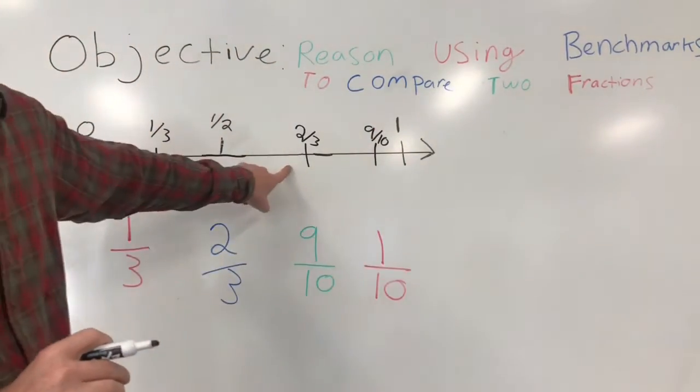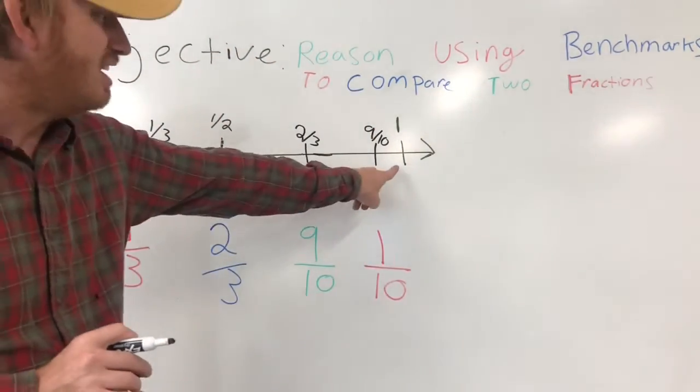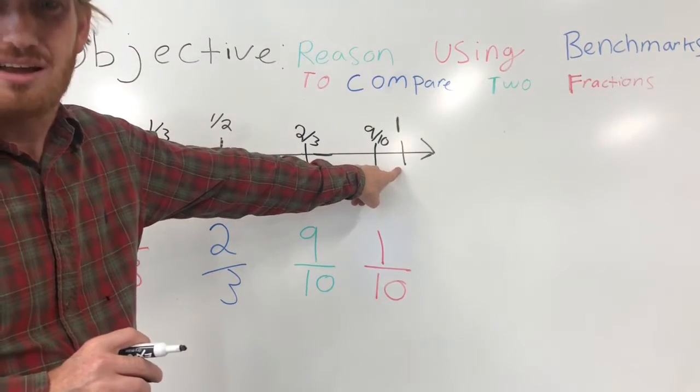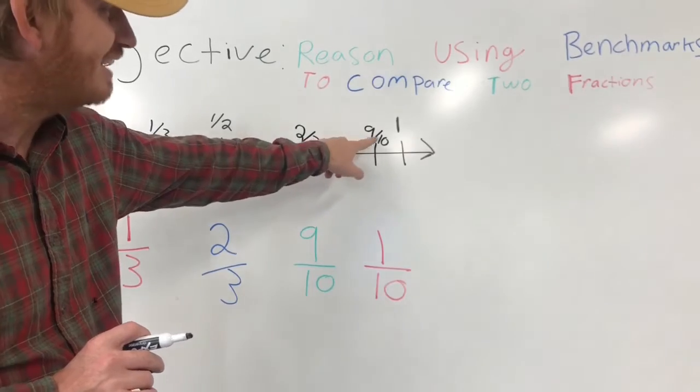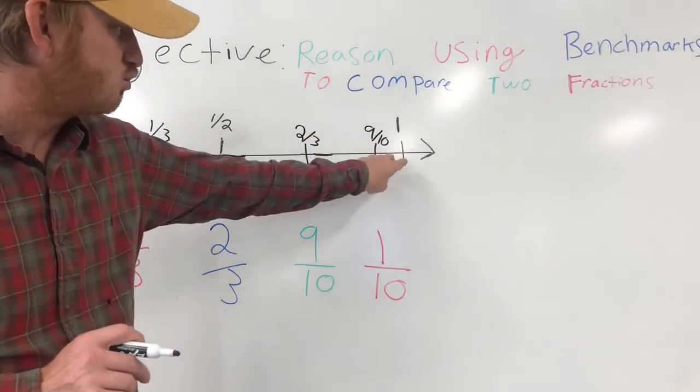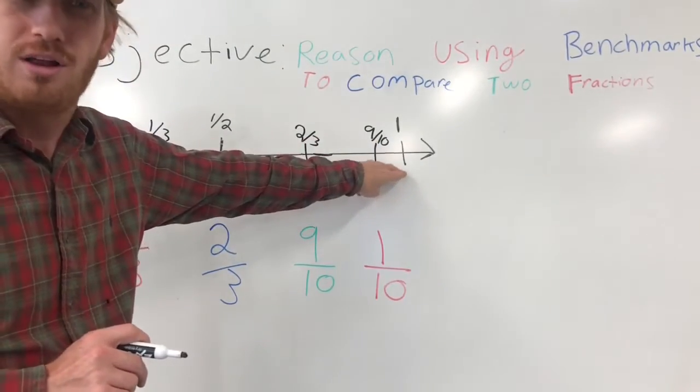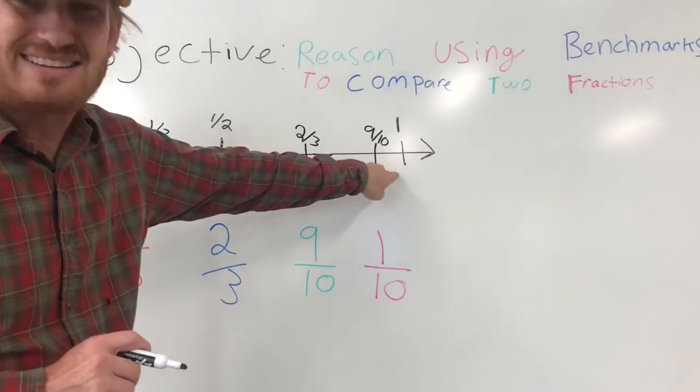It's definitely bigger than 2/3. It's still not as big as the whole cookie, but it's almost the whole cookie. So it's 9/10 of the cookie. So it's right next to our 1 whole. It's less than, but it's right there. It's close to it.